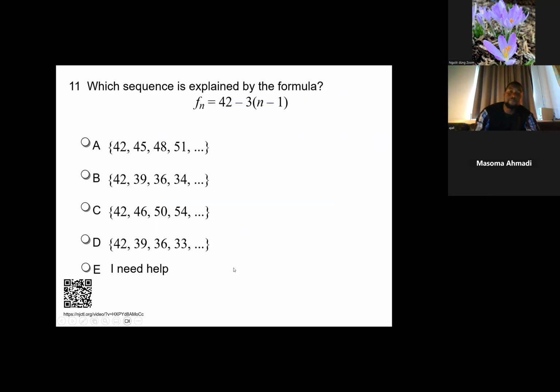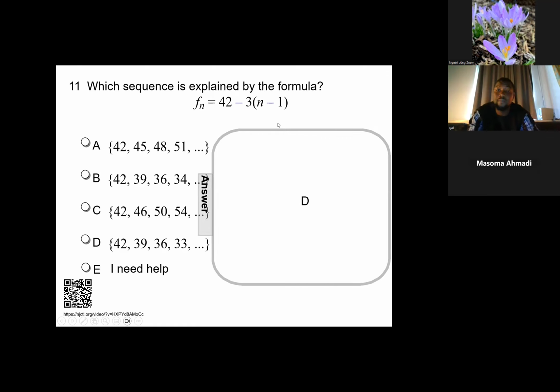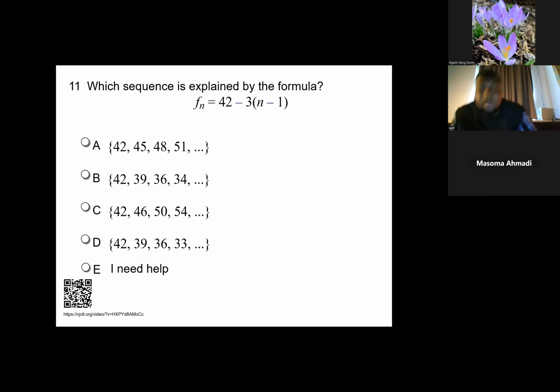All right. Which sequence is explained by the formula? There are different answers here that you can see. Could you write me in the chat which one represents this formula? The first term is 42, and the common difference is -3. But don't look only at the first term and the common difference. You have to look at the list of terms that follow. So write in the chat for me.